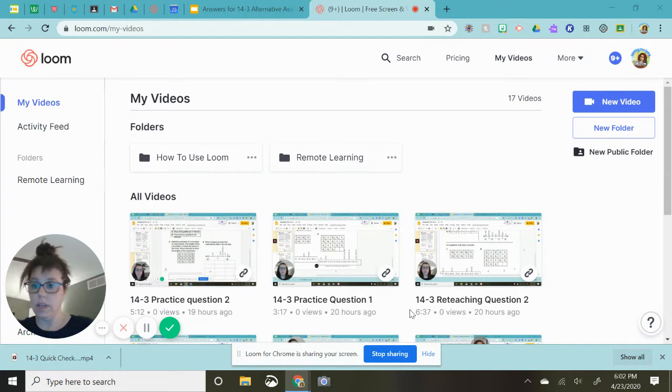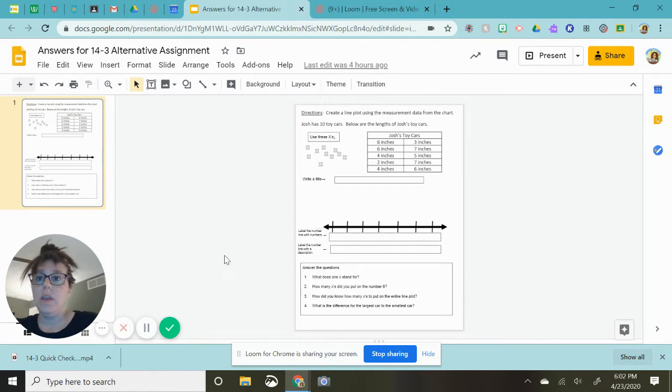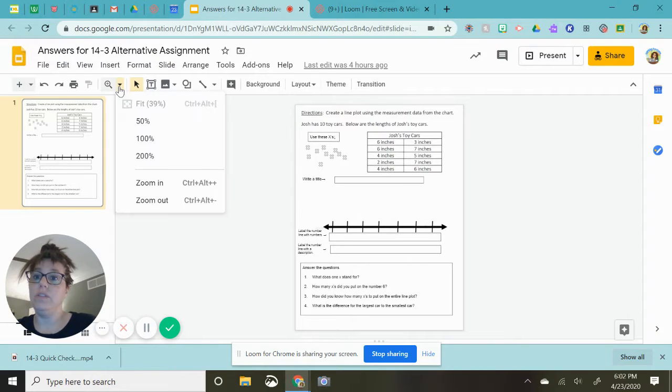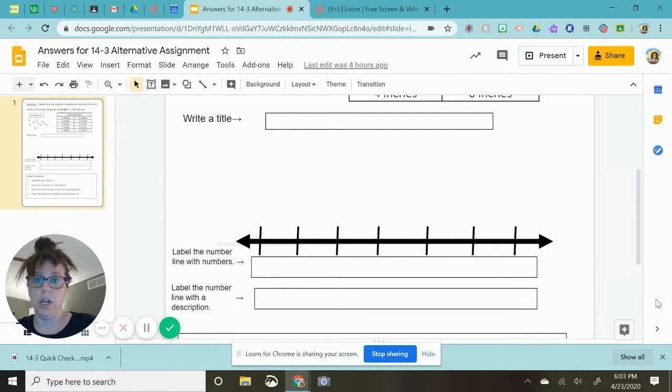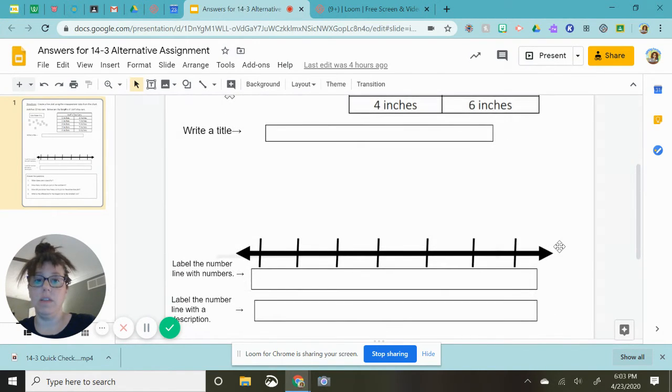So, anywho, let's move on and go over the answers for this assignment here. First thing I like to do is to make it look bigger at 100%. Directions: create a line plot using the measurement data from the chart. Josh has 10 toy cars. Below are the lengths of Josh's toy cars. So here's his 10 cars. You're going to use these X's and put them on this line.